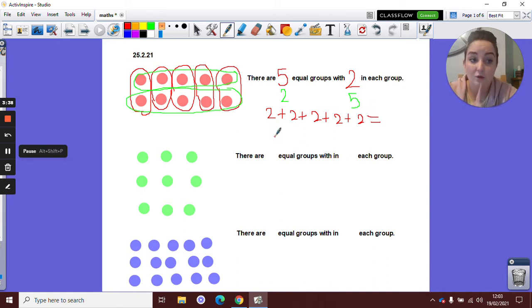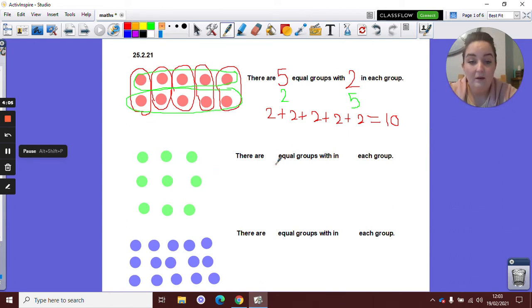Have a think. You can use your counting in twos knowledge to help you. 2, 4, 6, 8, 10. Yeah, 10. Now I know you could have said, well, I told you that straight away because I could count 10 dots, which yes, you're right, but we're building on those skills to help us eventually be able to do super duper quick multiplication work. Okay, right, let's go on to the next one.